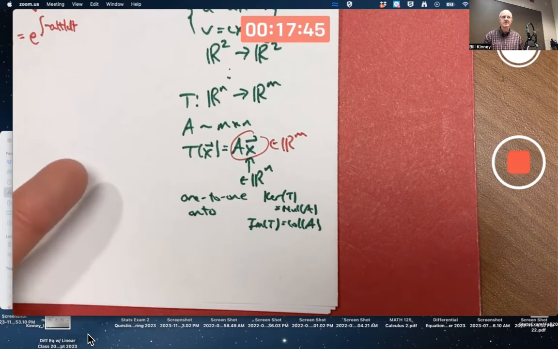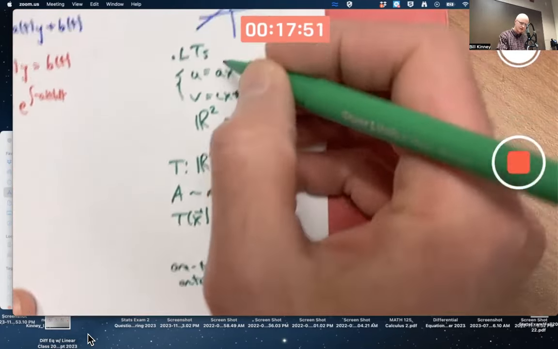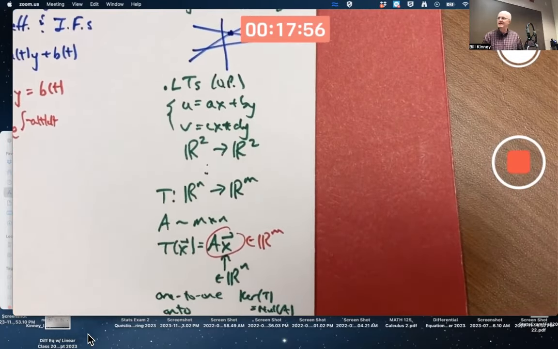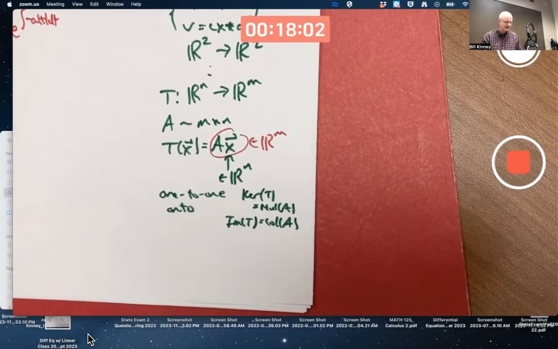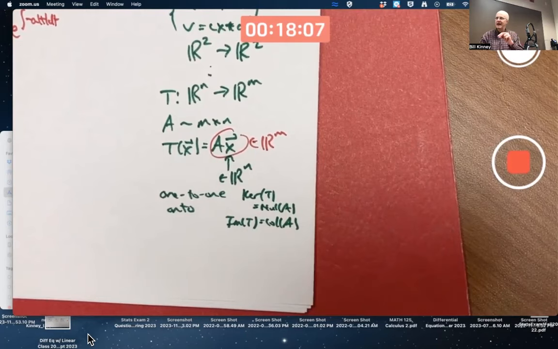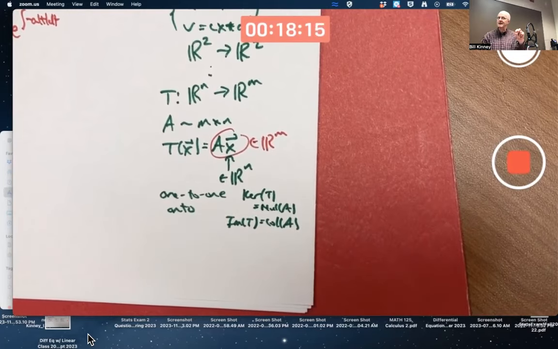But if T is linear, meaning it's also operation preserving, OP, then there's going to be a matrix A that gives you the formula for T of x as A times x. The null space of the matrix is the set of x's such that Ax is 0, same as the kernel of the transformation. And the column space of the matrix is the set of all linear combinations of the columns of A, same as the image of the transformation, because, it's very important, because of how we define matrix multiplication.